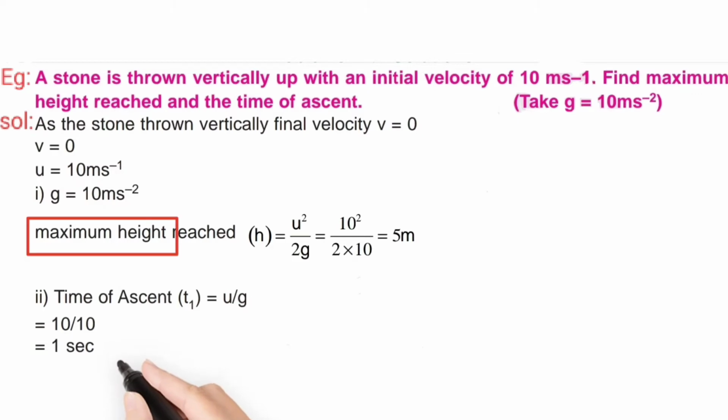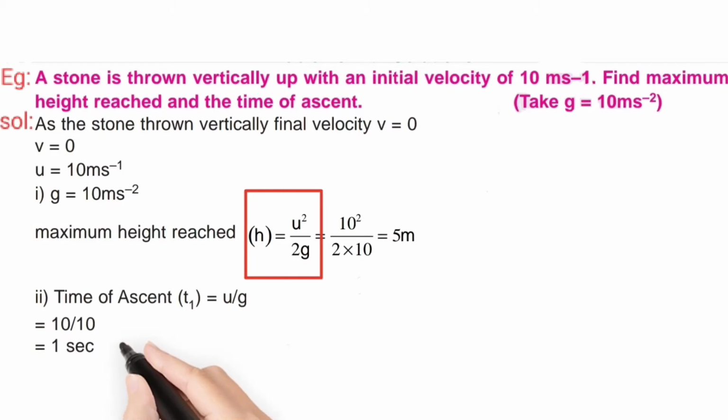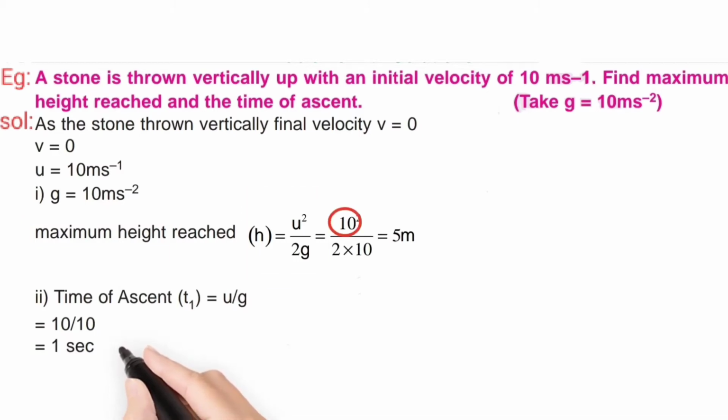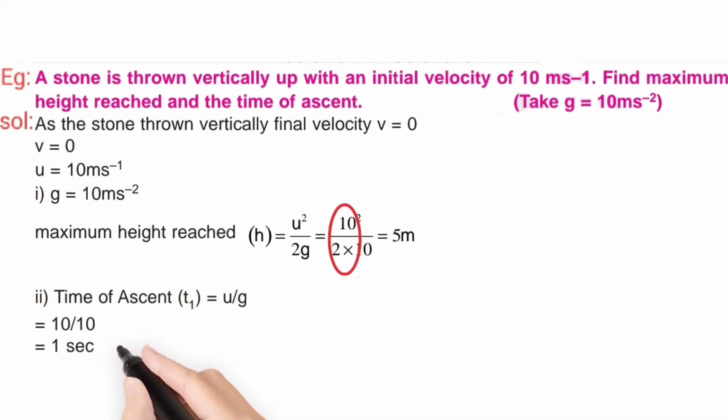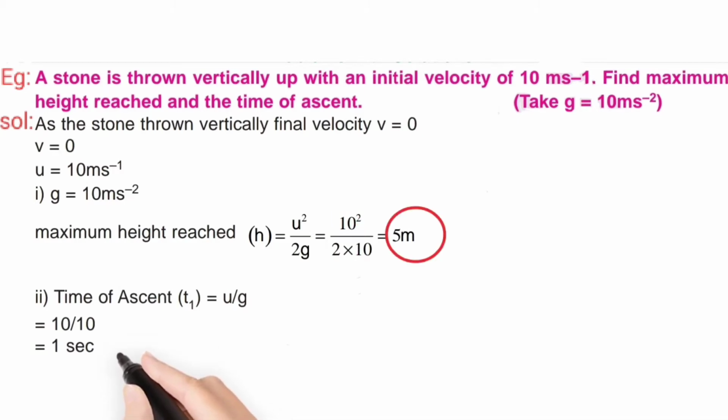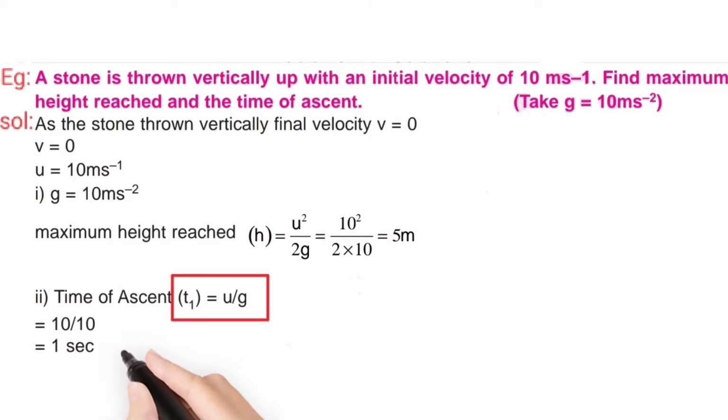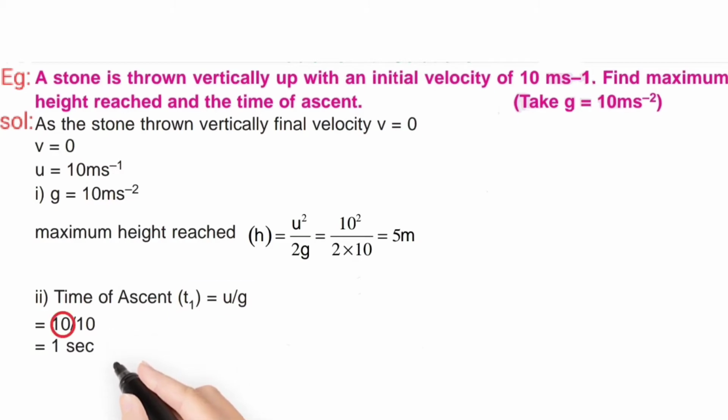Now we need to calculate maximum height. Formula for maximum height, h is equal to u square by 2g. Now substitute 10 in the place of u and 10 in the place of g. Now cancel numerator 10 square with denominator 10, then you will get 10 by 2. So you will get 5 meter. Now we will calculate time of ascent. Time of ascent t1 is equal to u by g. Now substitute 10 in the place of u and 10 in the place of g, we will get 1 second.